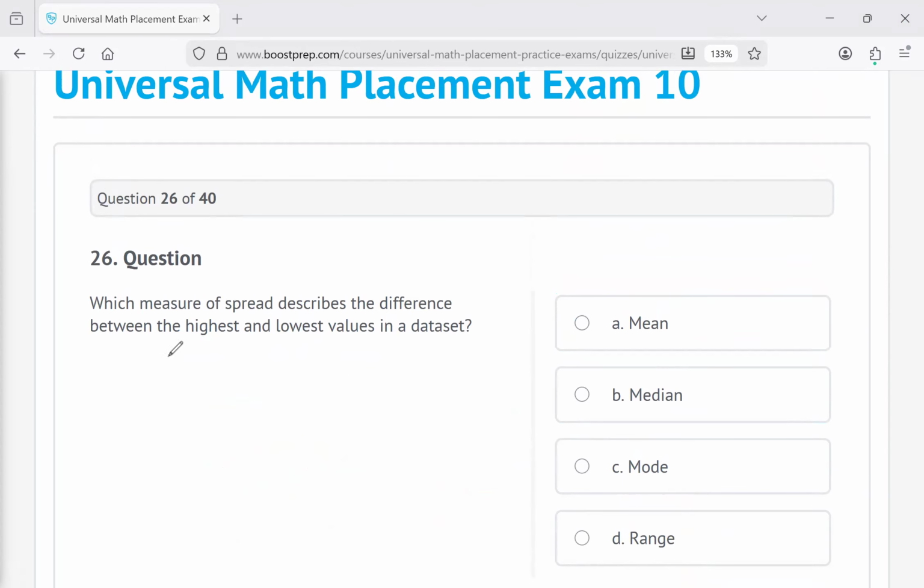Question 26. What measure of spread describes the difference between the highest and the lowest value of the data set? Basically, the highest minus the lowest is your range. So when you're taking the range, you take the highest value minus the lowest. So D.